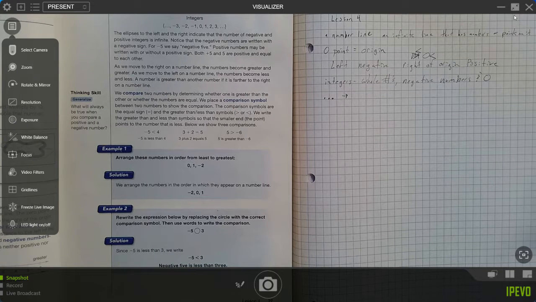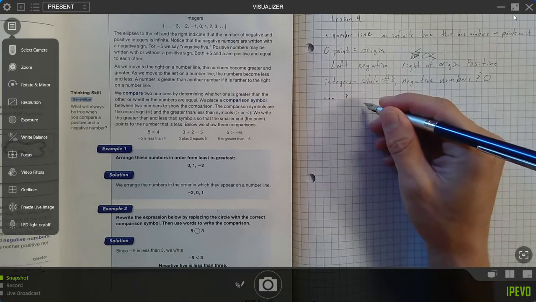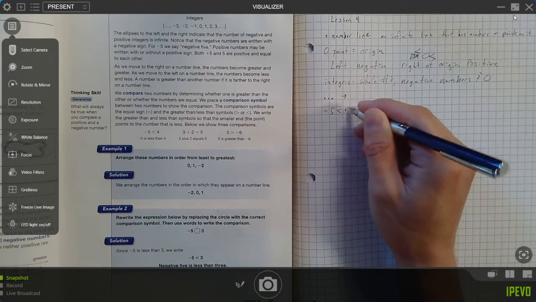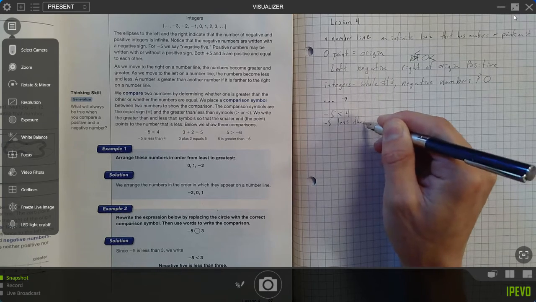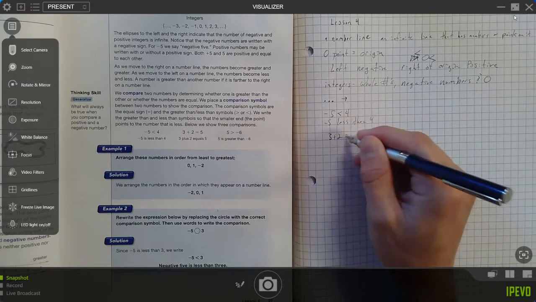We can compare two numbers using less than, equals to, or greater than. So -5 is less than 4. So -5 is less than 4. 3 plus 2 equals 5.